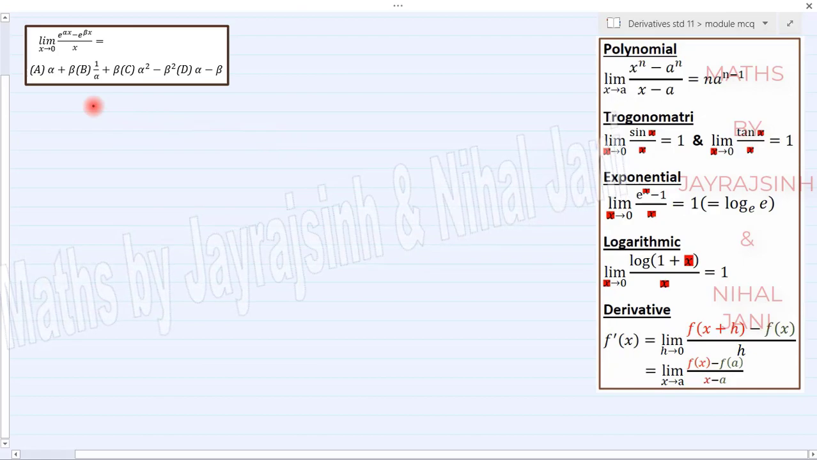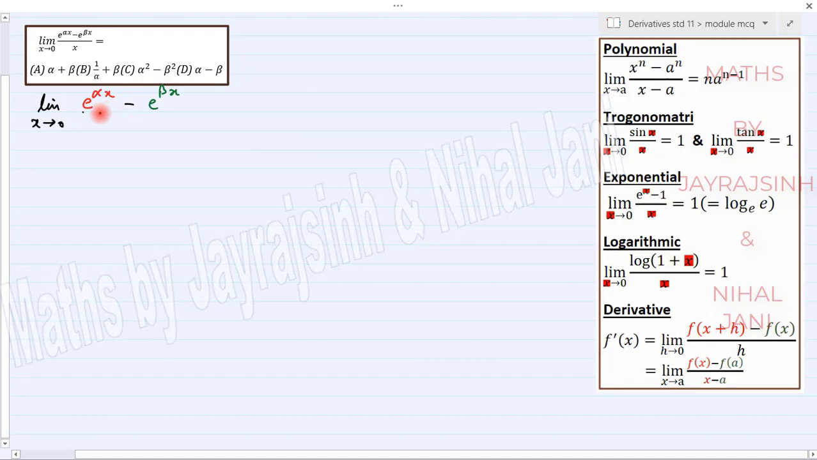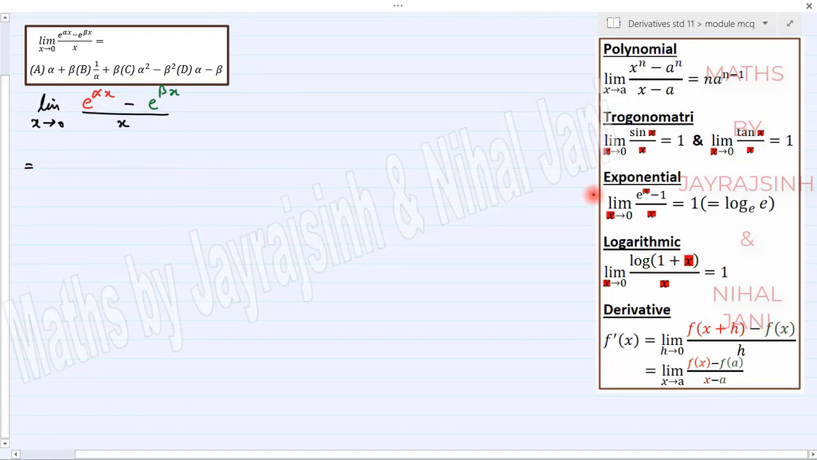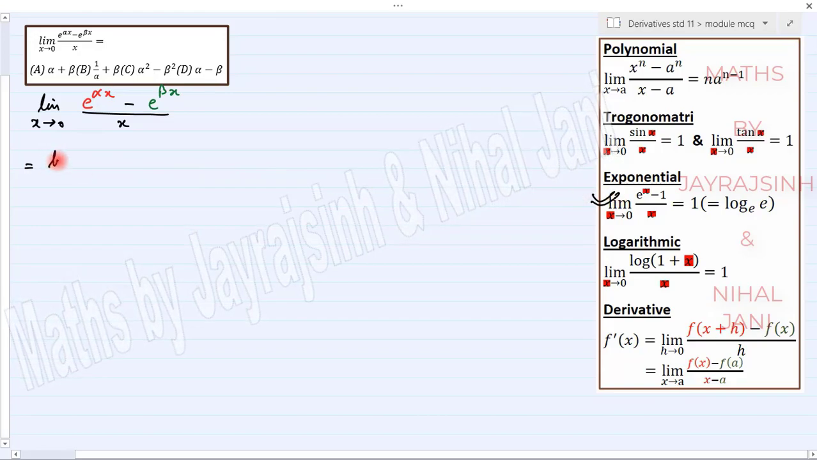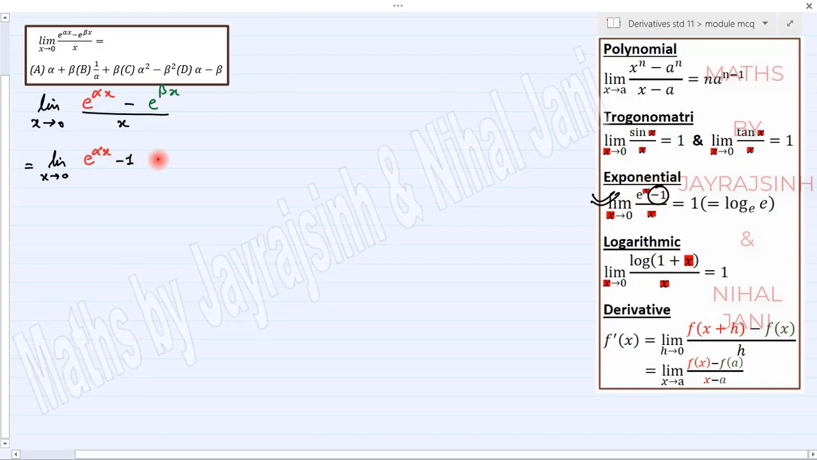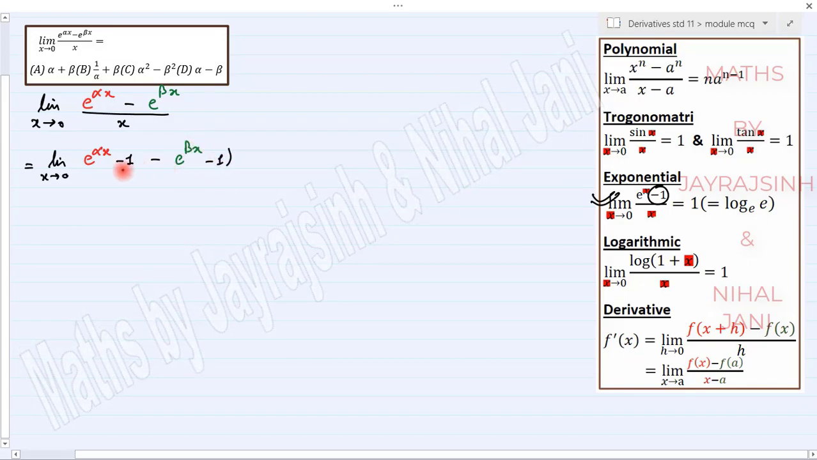In this question, we have limit x tends to 0 of e raised to alpha x minus e raised to beta x upon x. Now, first of all, let's try to solve this question using this formula. So, we have e raised to alpha x and we need minus 1. So, let's add and remove 1. So, we'll get e raised to alpha x minus 1. And if we take minus common, we'll get e raised to beta x minus 1, and give individual denominator.